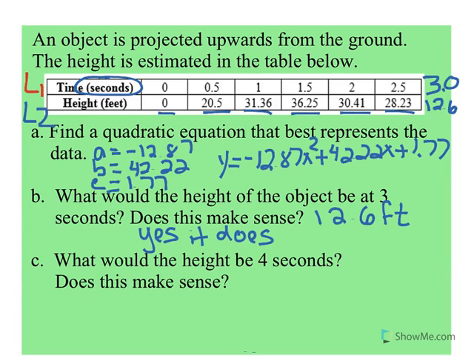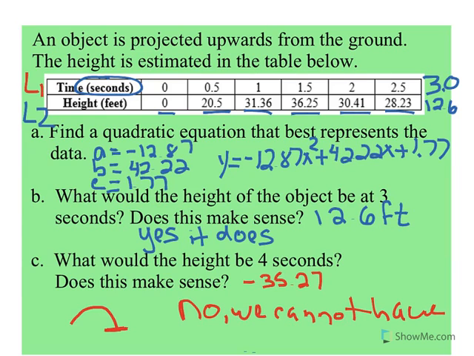Then it says, what would the height be at 4 seconds? And if we look at our table, the height at 4 seconds is negative 35.27. Does that make sense that our item would have a negative height? Now, if we're talking about going below water, below sea level, it could be negative. However, we're projecting an object from the ground. So anytime we go up and come down, when we hit 0, we are at the ground. So no, it does not make sense. We cannot have a negative value. So no, we cannot have a negative height.